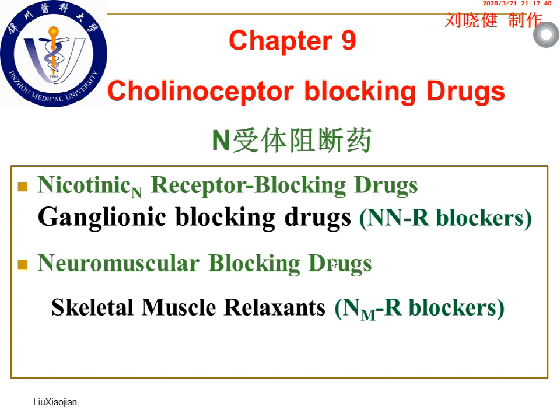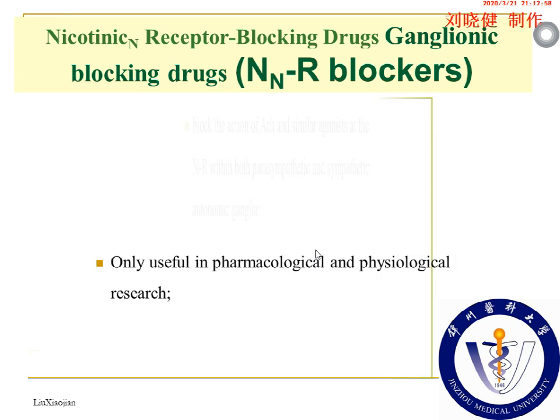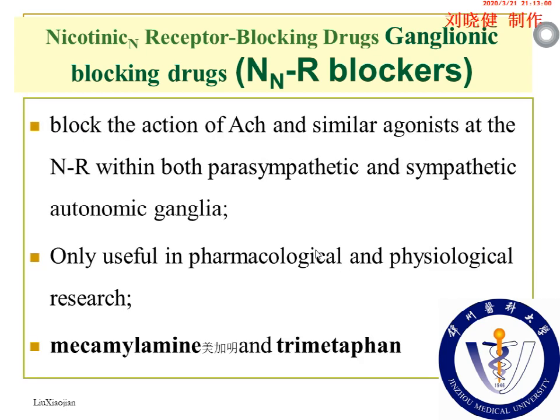N receptors include two subtypes, an N1 receptor and an N2 receptor. So that's why these agents are also subdivided into two families, N1 receptor blockers and N2 receptor blockers. N1 receptor blockers can block the action of acetylcholine and similar agonists at the N receptor within both parasympathetic and sympathetic autonomic ganglia.